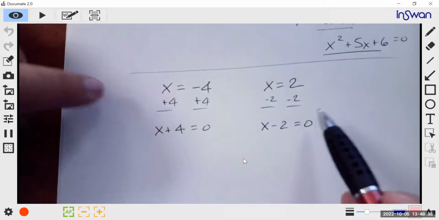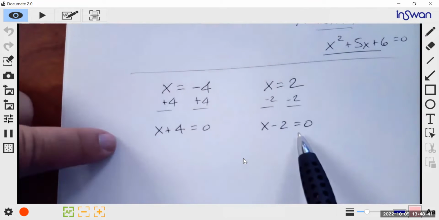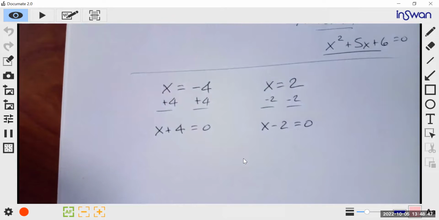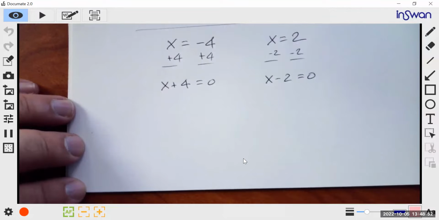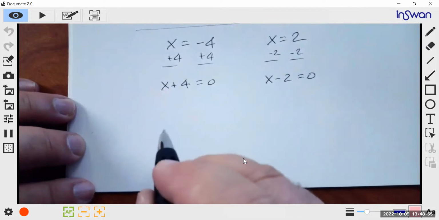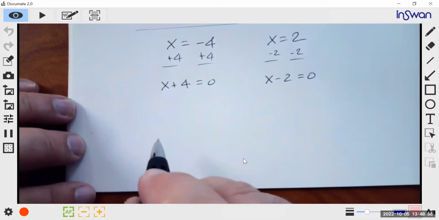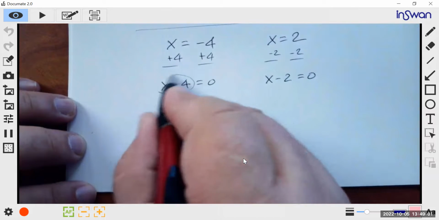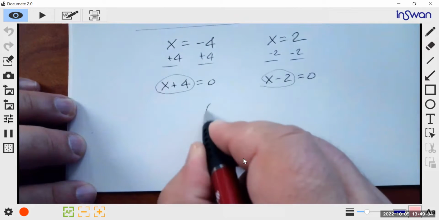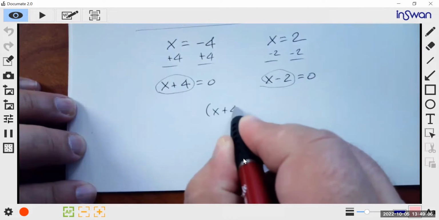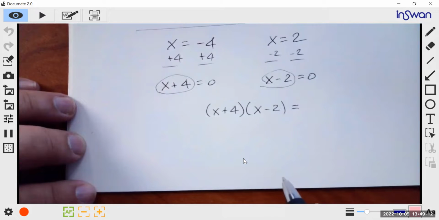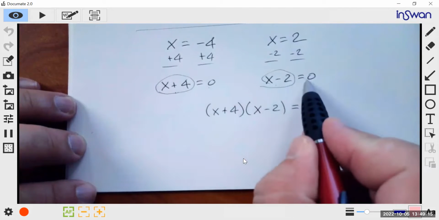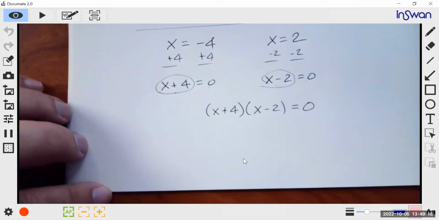So that's my first step. I have the x's, x equals the intercepts, set them equal to 0. Now what? Product, multiplication. I take this equation times this equation. Since they both equal 0, if I multiply them, what should they equal? If this one equals 0 and this one equals 0, then when I multiply them, this should equal 0.